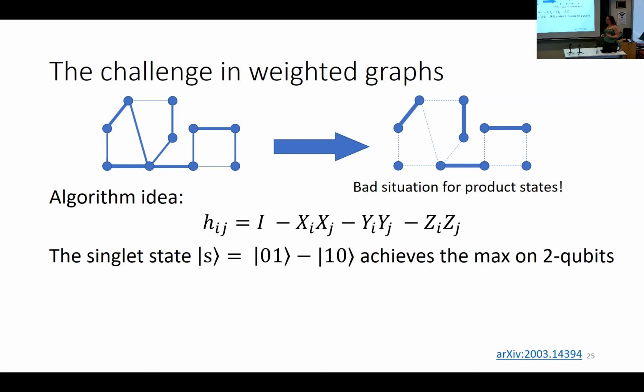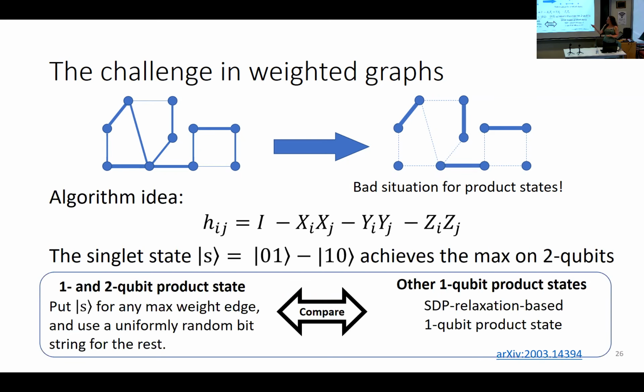So our algorithm is sort of the very stupidest thing. Well, why don't we just take the maximum weight edge on each vertex and put the singlet state there. And then for everything else, we're just going to give up and put a completely random single qubit state. And we're going to compare the energy that we get from that to the energy that we get from other people's rounding algorithms. And just that little bit is enough to push us over the edge and get a little bit better approximation ratio. So that's the intuition there.